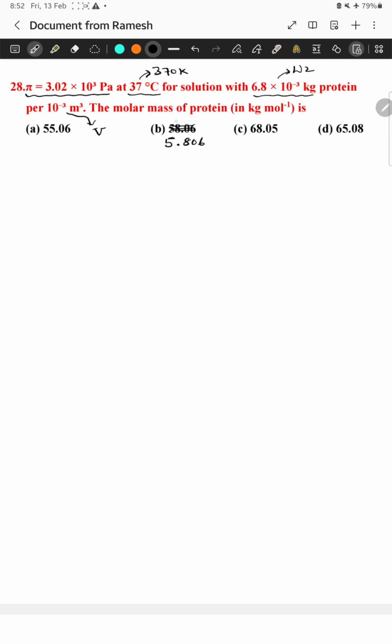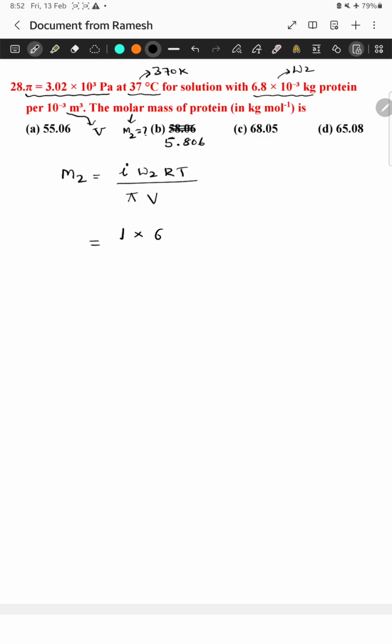Okay, now you have to find out molar mass of protein. That means you have to find out M2. So that is a question mark. So now you write the formula. So M2 is equal to, as usual, Van't Hoff factor i, W2 into RT divided by pi into volume. So here volume is in meter cube, that is SI unit. So no need to take 1000 in the numerator. So now substitute. So protein means it is a non-electrolyte. That's why the Van't Hoff factor is 1.